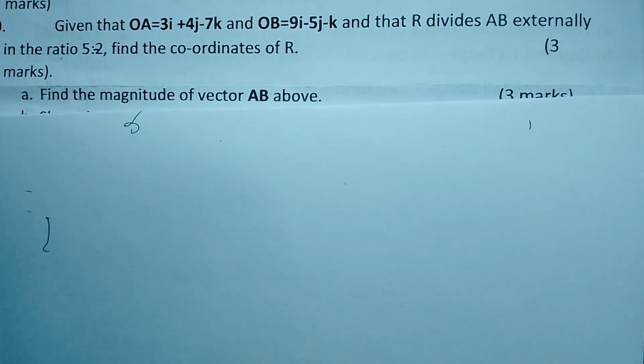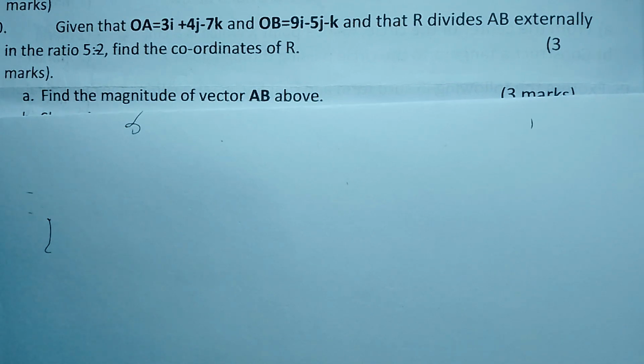Welcome back, viewers. Today we want to look at the external division of 2 points in a vector using the ratio theorem. Now in question 10, given that OA is 3i plus 4j minus 7k and OB is equals to 9i minus 5j minus k, and that R divides AB externally in the ratio 5:2, find the coordinates of R.